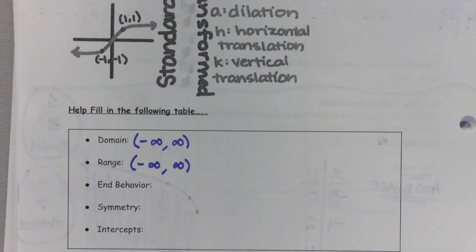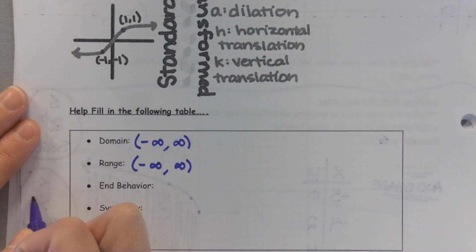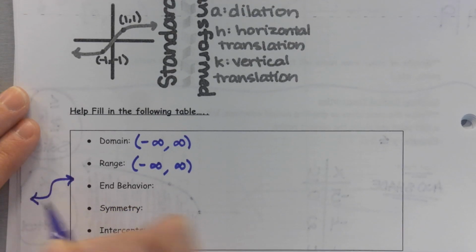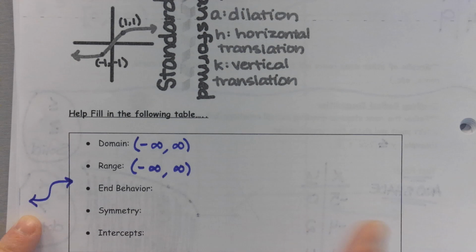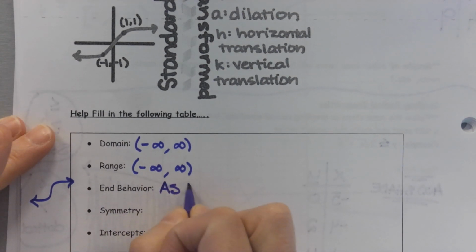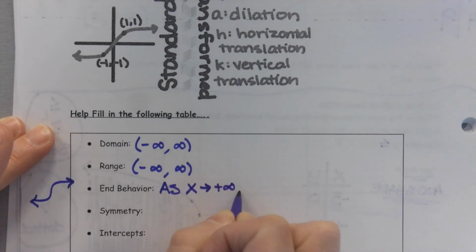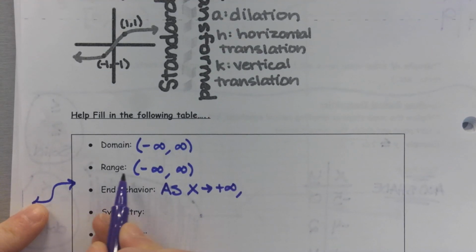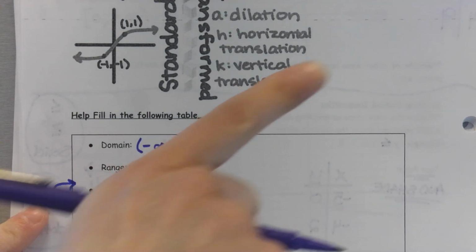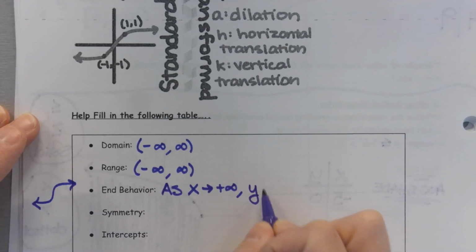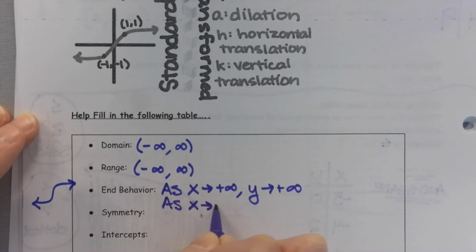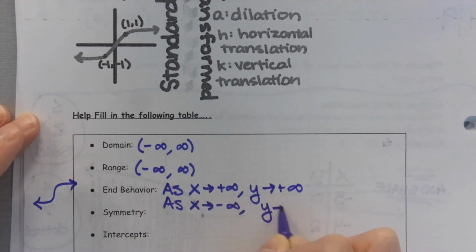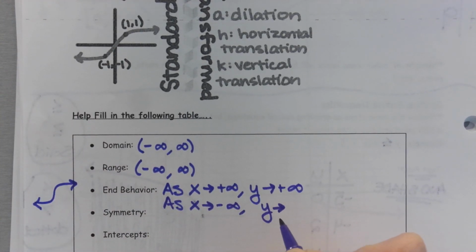Okay, end behavior. So again, for the most part, unless we have a reflection, our graph looks like this. So as we go to the right, so as x approaches positive infinity, what's my y doing? It's going up, so it's also going to positive infinity. As I go to the left, what's my graph doing? Going down, so it's going to negative infinity.